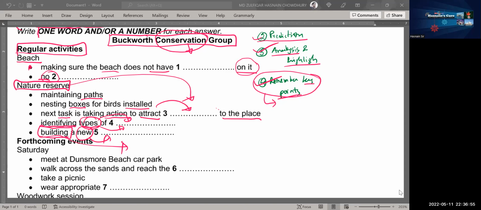Well, we have a mixture of regular activities and special events. One of the regular ones is trying to keep the beach free of litter. Free of litter. Litter means garbage. Trying to keep the beach free means making sure the beach does not have litter on it. So the first answer should be litter.